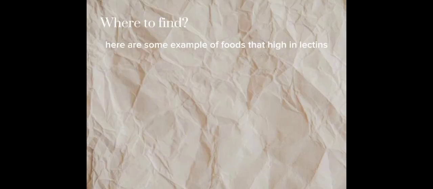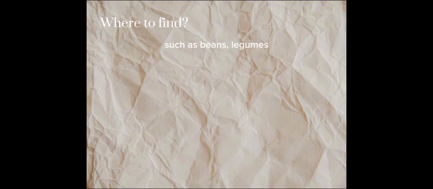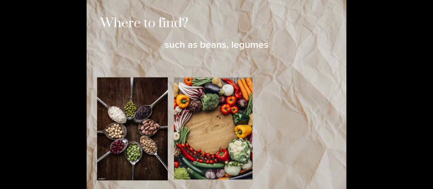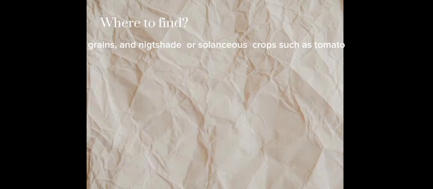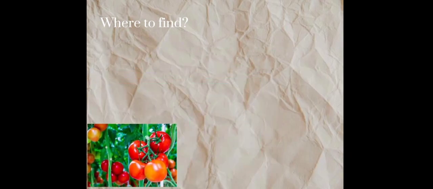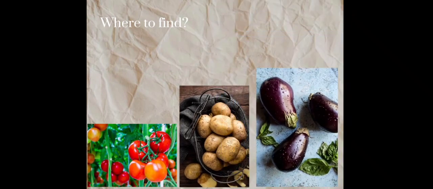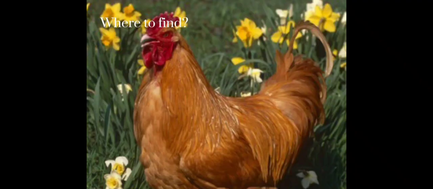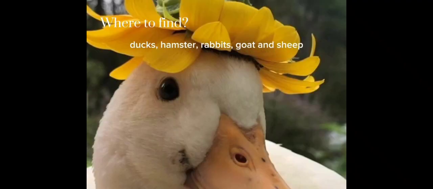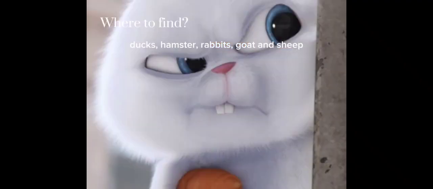Here are some examples of foods that are high in lectins, such as beans, legumes, grains, and nightshades, or solanaceous crops such as tomato, potato, and eggplant. Animal products have lectins if the animals consume food that is high in lectins. Examples of animals are domestic animals such as chickens, ducks, hamsters, rabbits, goats, and sheep.